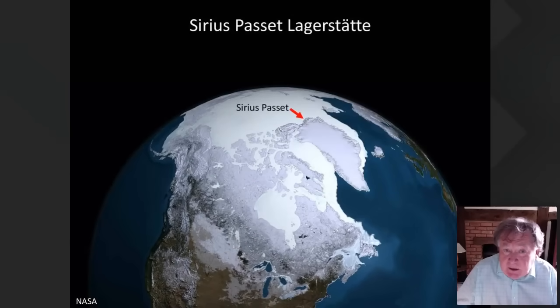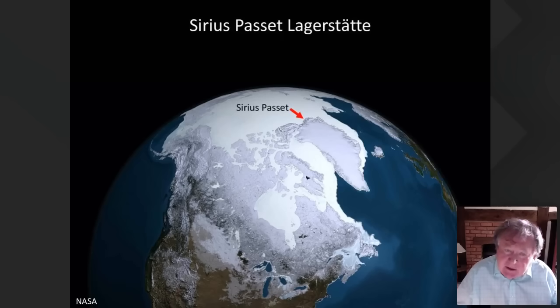This is where the locality is, right up on the northern tip of Greenland. There's virtually no land further north than Sirius Passet. There's a tiny little bit of Greenland and the smallest sliver of Canada on the northern coast of Ellesmere Island. But the rest is just frozen Arctic Ocean right the way out to the North Pole.